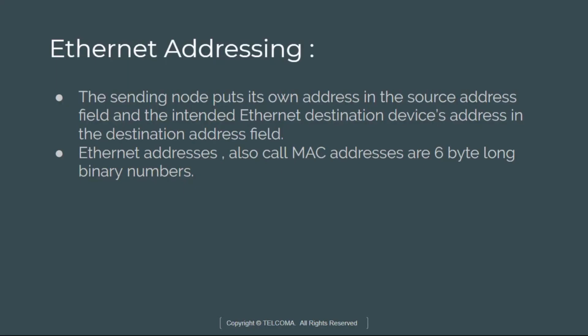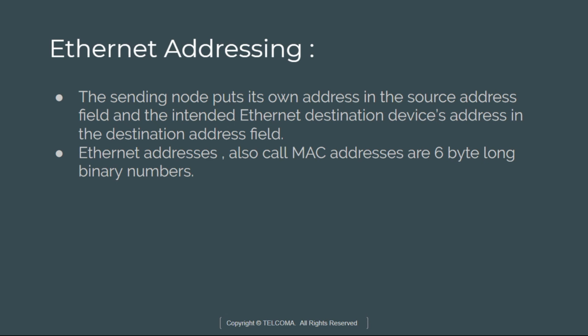Let's start with Ethernet addressing. The source and destination Ethernet address fields play a huge and important role in how Ethernet LANs work. The sender node puts its own address in the source address field and the intended Ethernet destination device address in the destination address field. The sender transmits the frame, expecting that the Ethernet LAN will deliver this frame to the correct destination.